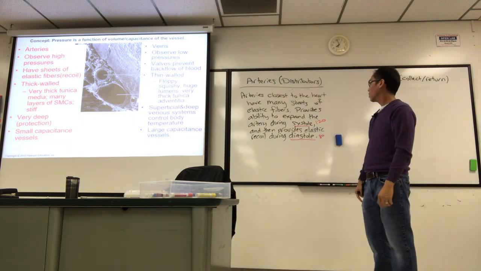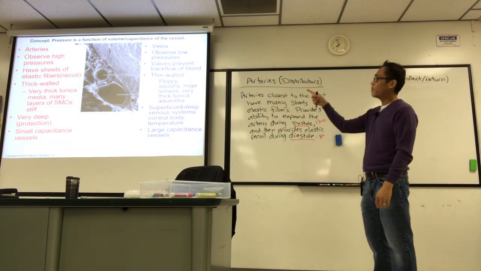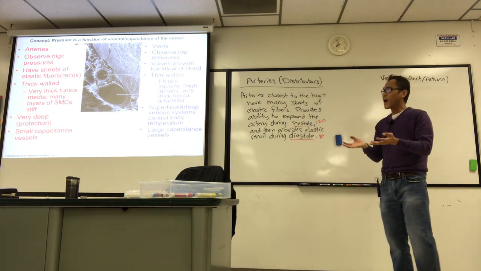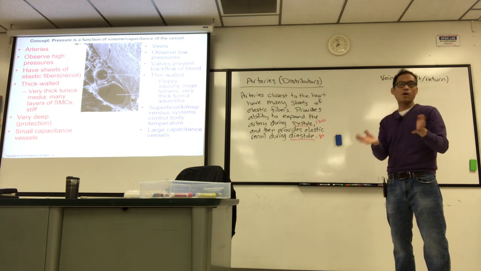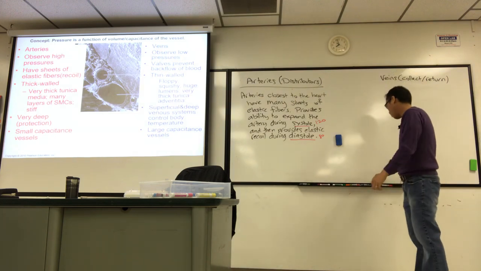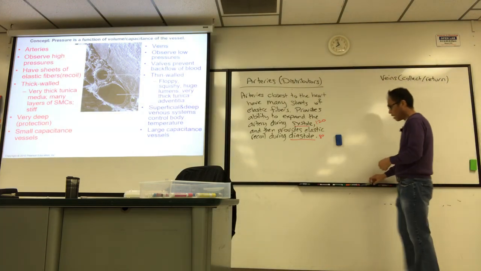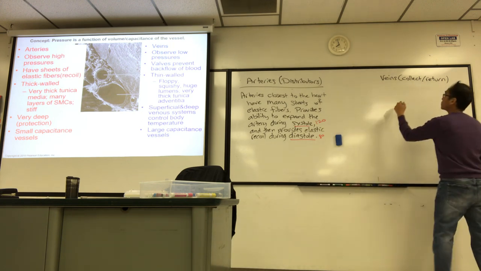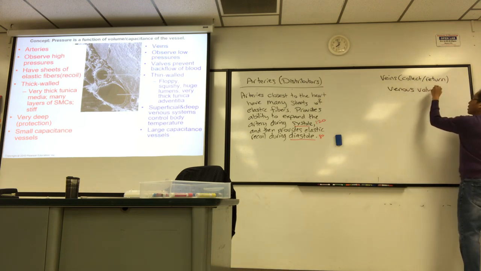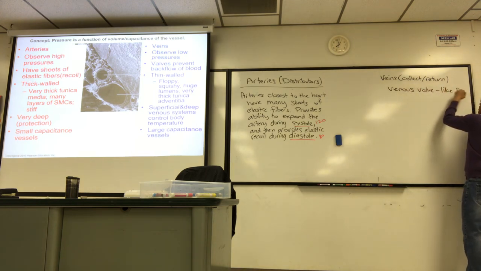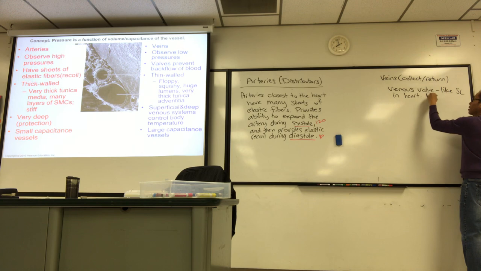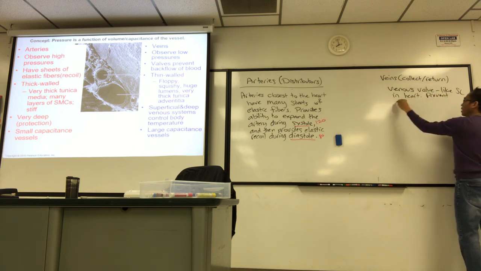Okay, so veins, because they have low pressures, there's no pressure to keep pushing it forward. The problem you might have is blood starts flowing backwards because it's too far away from the heart. The heart can't provide pressure for veins. So veins have valves, venous valves. These are like the semilunar valves in the heart. They prevent backwards flow of blood.